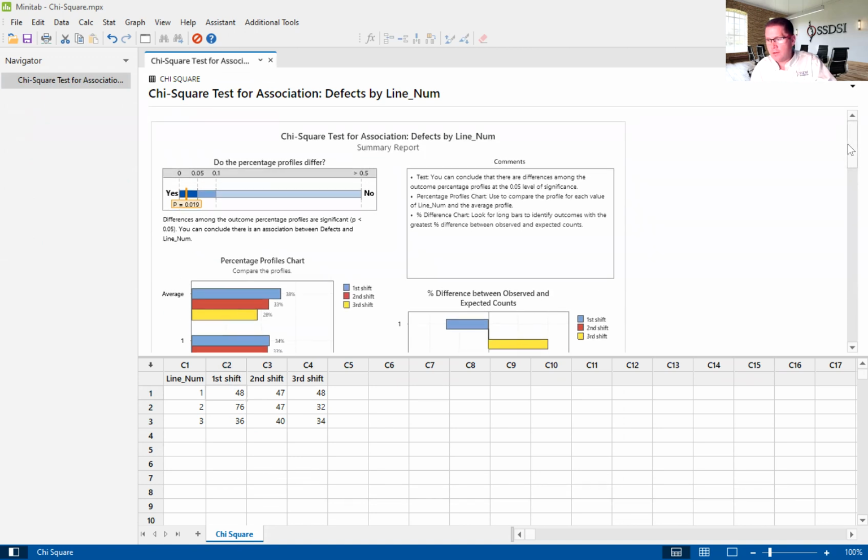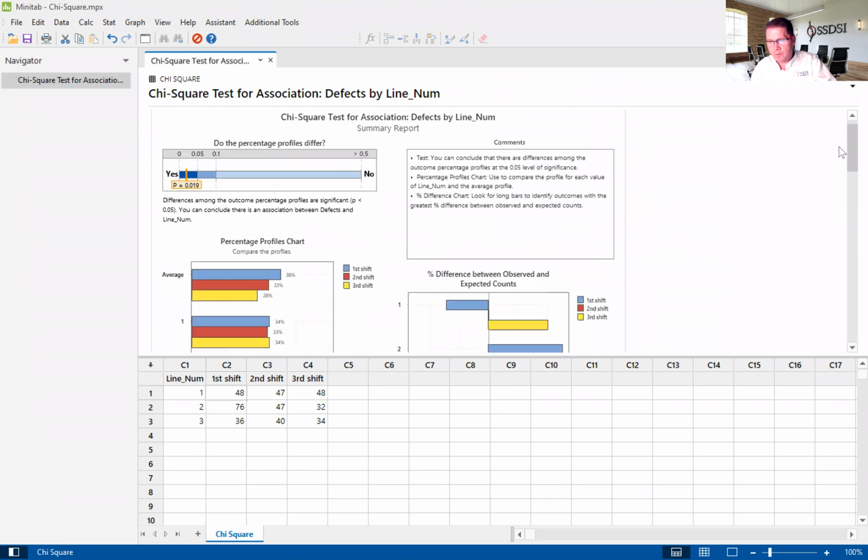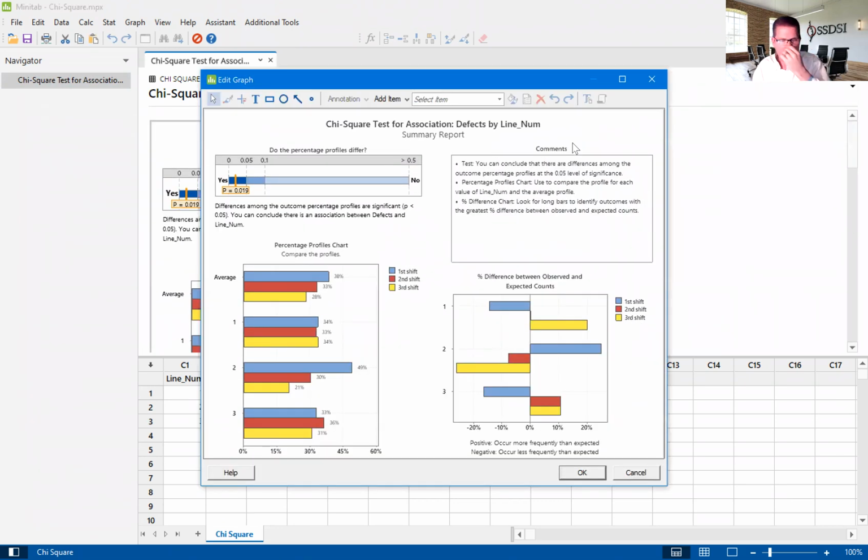Okay, we go now to our summary report. Let me make sure I have not skipped anything. Okay, and our summary report, in the upper left-hand corner, this gives us basically the broad answer. Do the percentage profiles differ? All right, and with the 0.019, and a 95% confidence interval, this basically says, yes, they differ, all right? So again, if you wanna know more about the p-value and the confidence level or interval, you can do that with a Google search.